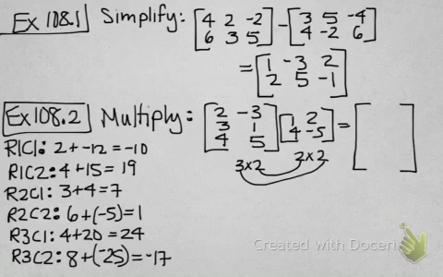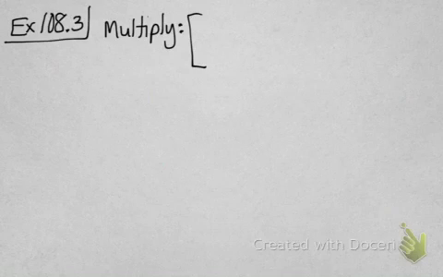So now we just go and we put the answers in the correct corresponding places. So negative 10 goes in row 1, column 1. 19 goes in row 1, column 2. 7 in row 2, column 1. 1 in row 2, column 2. And so on and so on. So 24 and negative 17. And that's our solution. Okay, last example.